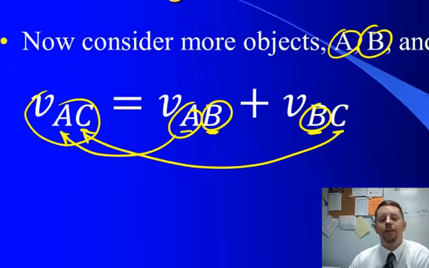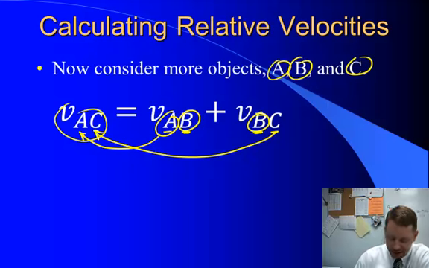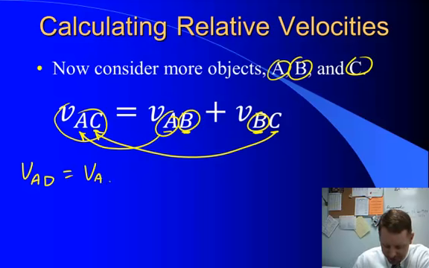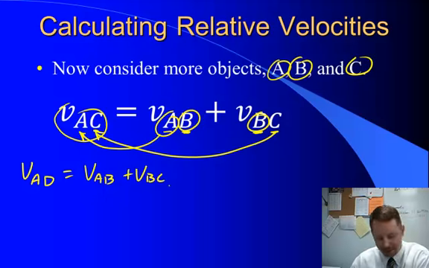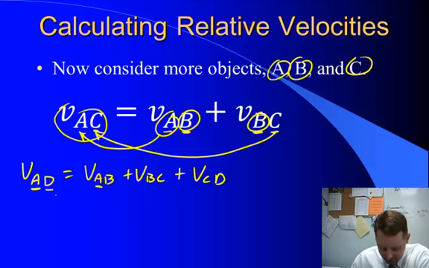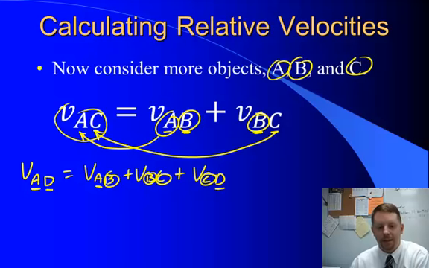So say we had, let's go with 4 objects, A, B, C, and D. The velocity of A with respect to D would be the velocity of A with respect to B, plus the velocity of B with respect to C, plus the velocity of C with respect to D. That works too, because once again we've bookended our initial and final objects, and in the middle we always have matching B's beside each other and C's beside each other. And that'll work for any number of objects. That's how you can add velocities relatively.